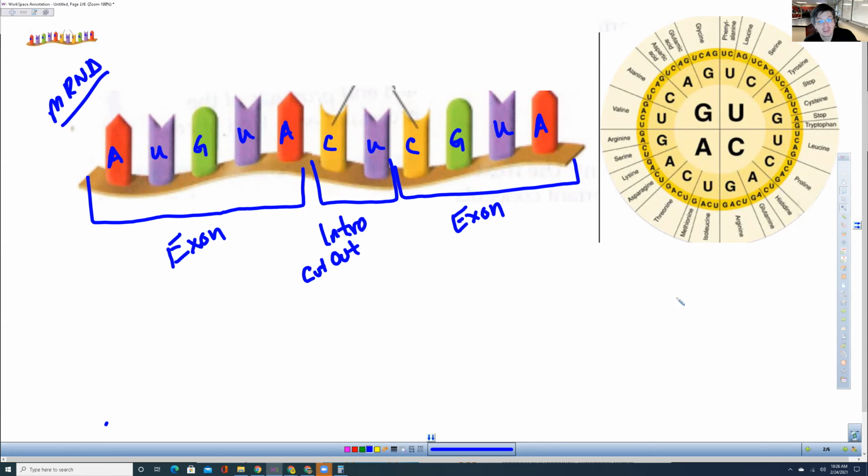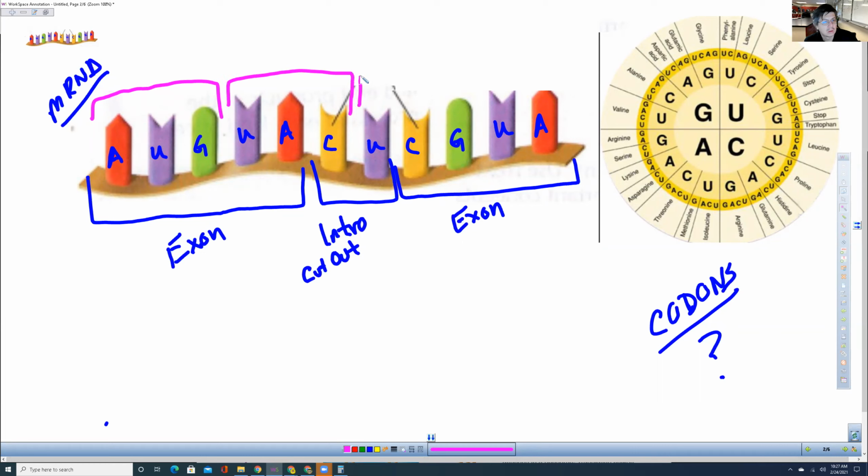How many codons are in this mRNA right now before I edit it? How many codons? 2. 4. Any other answers? 3. Okay, so the correct answer is 1, 2, 3. There's 3 codons.